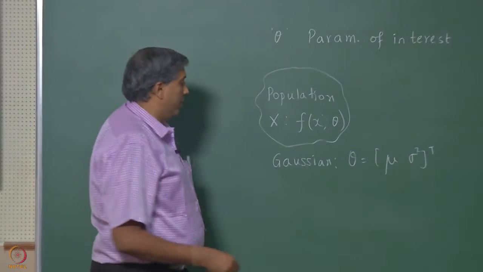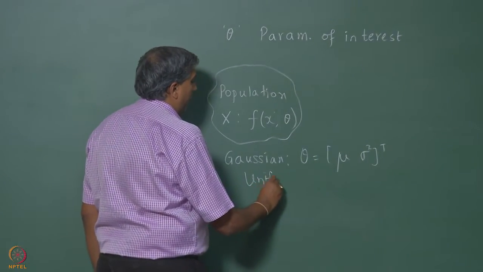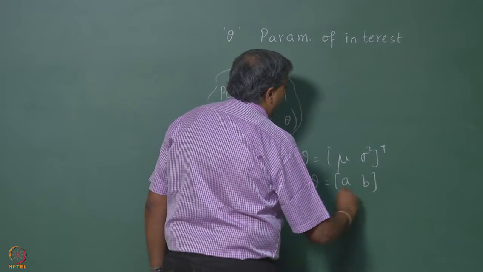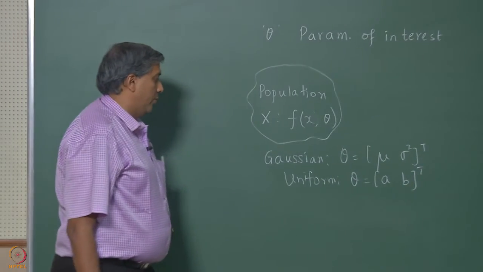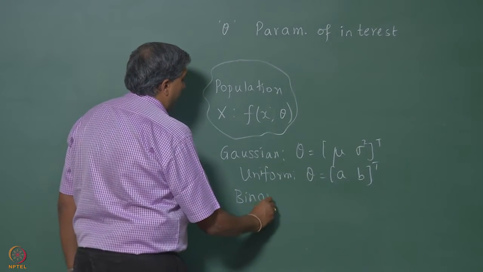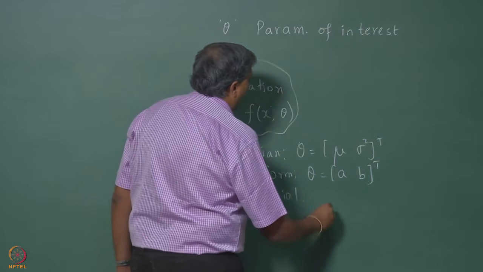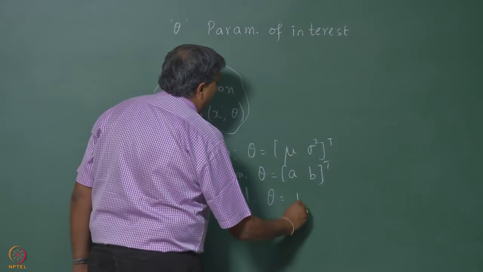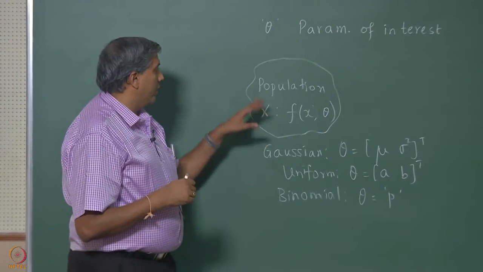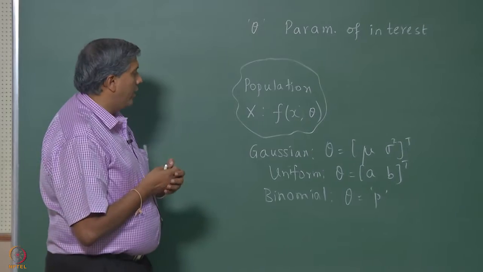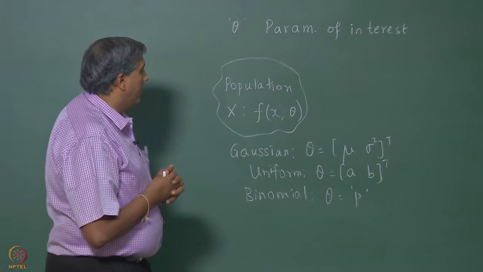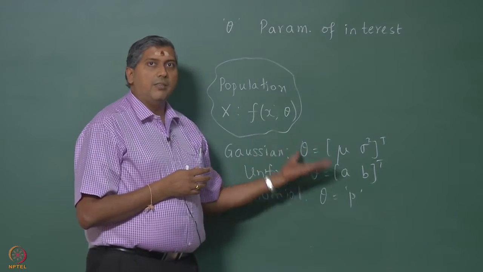If it is a uniform distribution, then theta is a vector of the range of values of the distribution, and if it is a binomial random variable, then theta is actually the p, the probability of success, and so on. So, every PDF that characterizes a random process or a random phenomenon is characterized by these parameters, and in basic statistical analysis these are the parameters of interest, that is the parameters of the PDF.